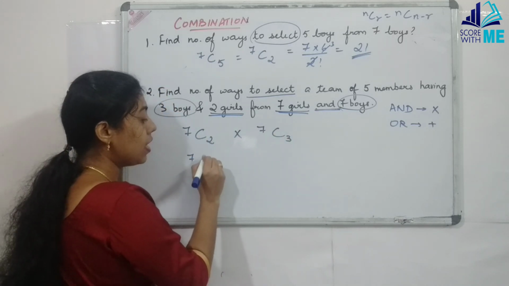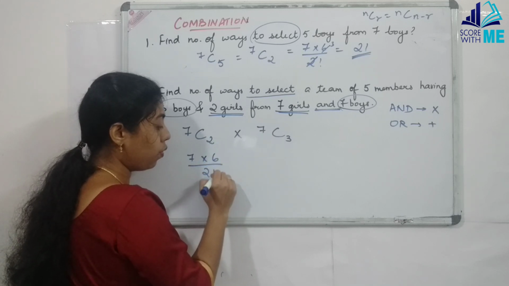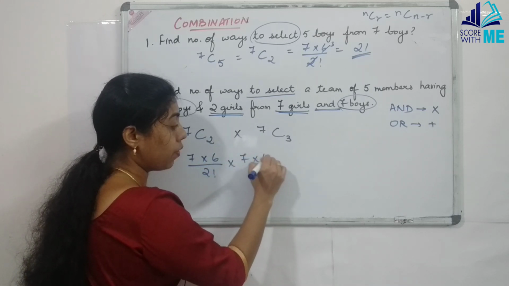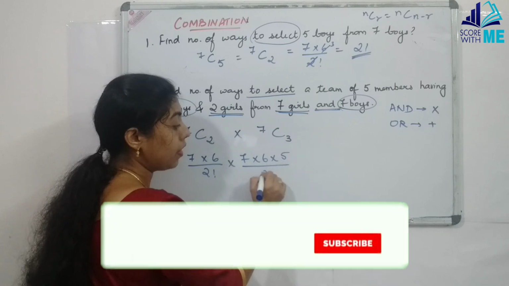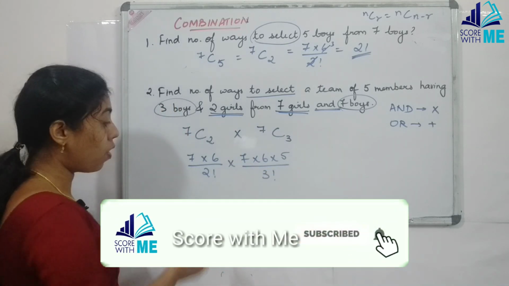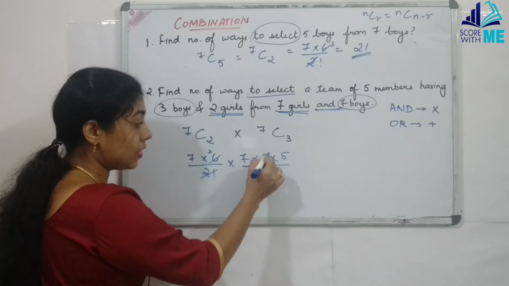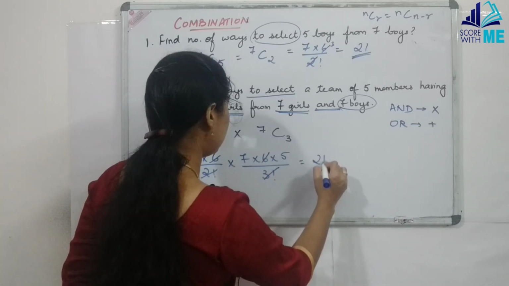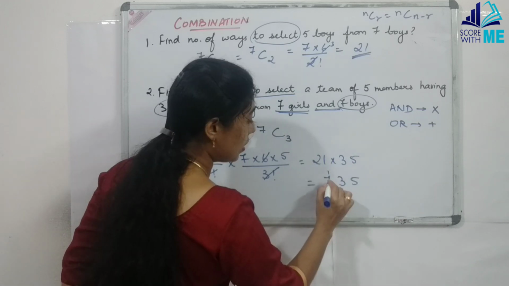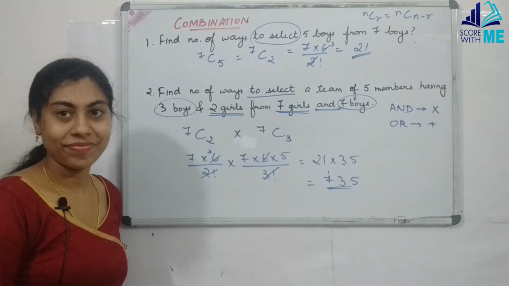So 7C2 is 7 into 6 by 2 factorial, into 7 into 6 into 5 by 3 factorial, as came from our formulas. Here 3 factorial is 6, so this gets cancelled. So our answer is 21 into 35, 735 is the answer.